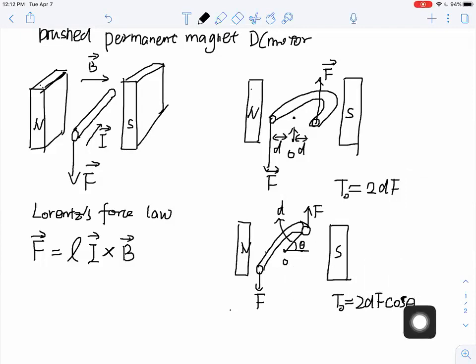Since, as we know, cosine theta is always less than or equal to 1, that tells us at this position we have the maximum torque, right? Since the torque is just 2dF. However, when this metal loop rotates and that angle increases, our cosine theta will become less than 1. And so at this location, this torque is less than the torque at position 1.